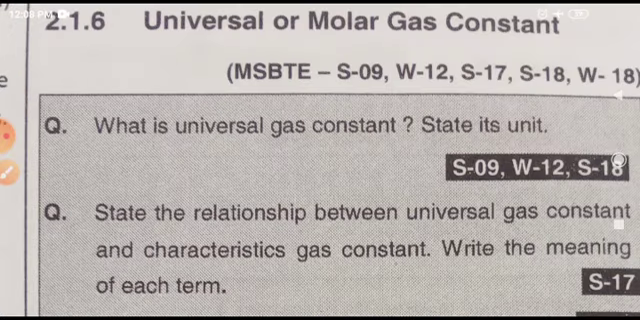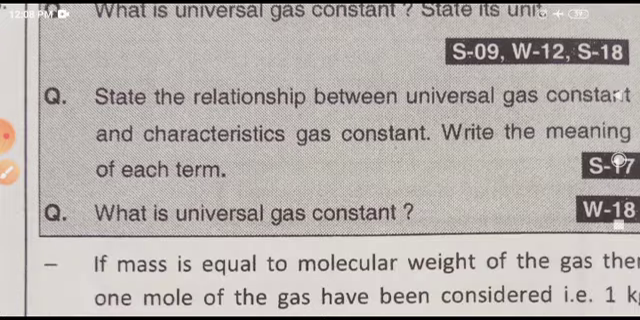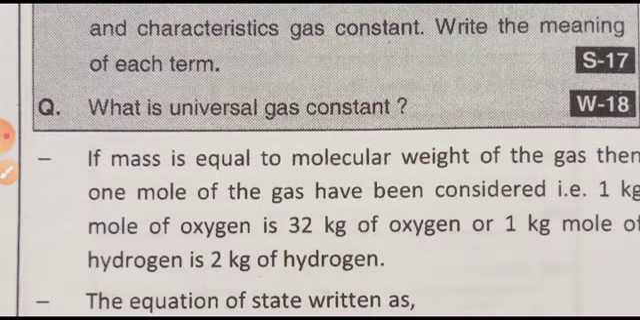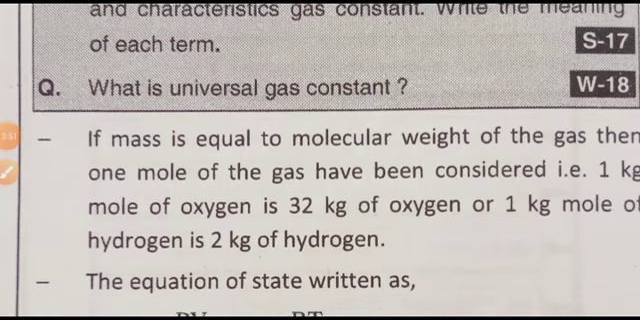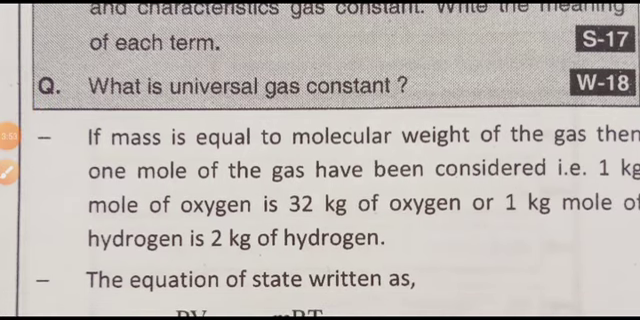Now let's see the value of the molar gas constant, or what we have seen as the universal gas constant. We have to calculate that value. First, see what the universal or molar gas constant is. If mass is equal to the molecular weight of the gas, then 1 mole of gas is considered, that is, 1 kg mole of oxygen is 32 kg, or 1 kg mole of hydrogen is 2 kg of hydrogen.